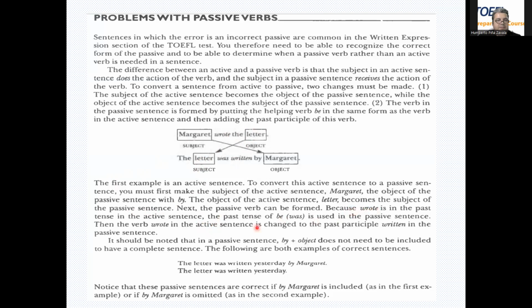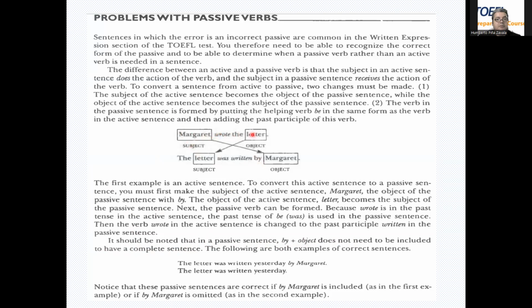Because wrote is in the past tense in the active sentence, the past tense of the verb be, was, is used in the passive sentence. The letter was written by Margaret. The verb wrote in the active sentence is changed to the past participle written in the passive sentence. It should be noted that in a passive sentence, by plus the object does not need to be included to have a complete sentence. We only include by phrases when it's important to give credit to whomever did the action.